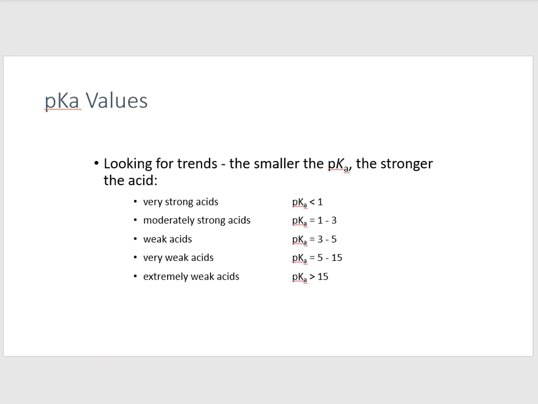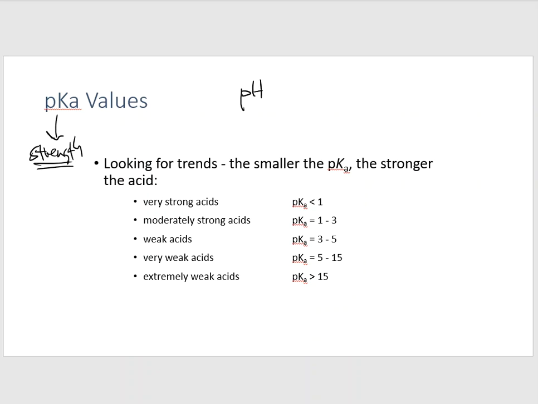So on the screen right now, you are seeing pKa values of various categories of acids. Very strong acids have pKas less than 1. Moderately strong, pKas of 1 to 3. Weak, pKas of 3 to 5. Very weak, pKas of 5 to 15. And extremely weak, pKas greater than 15. So if we have the pKa values, we look at them. What are they? Because this gives rise to an idea of strength.